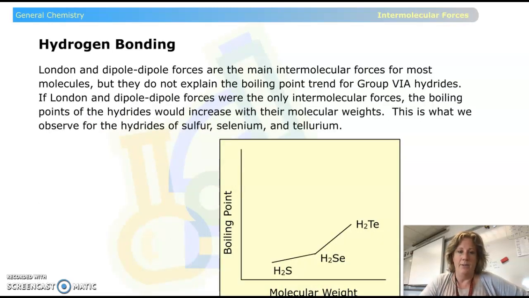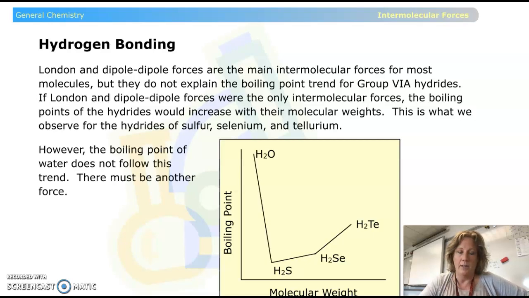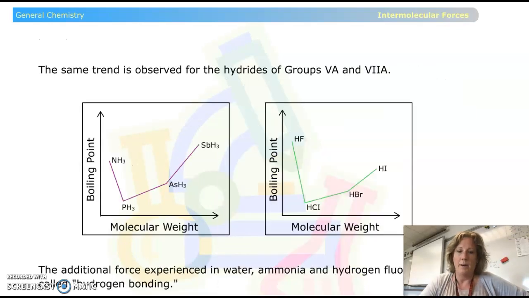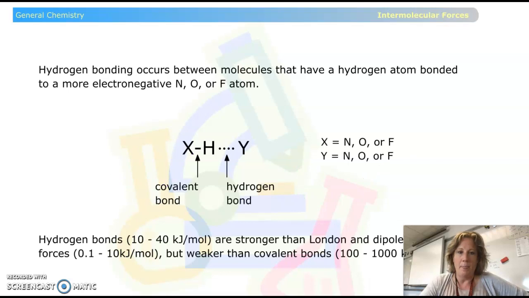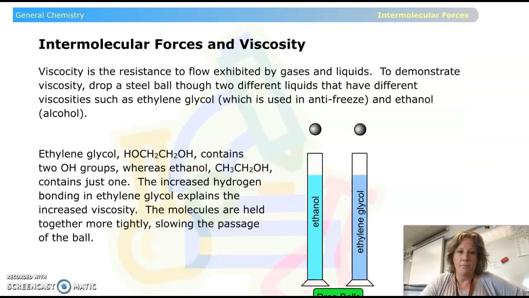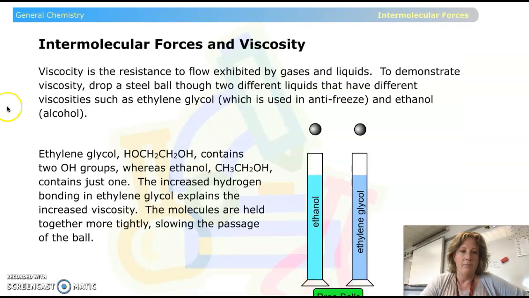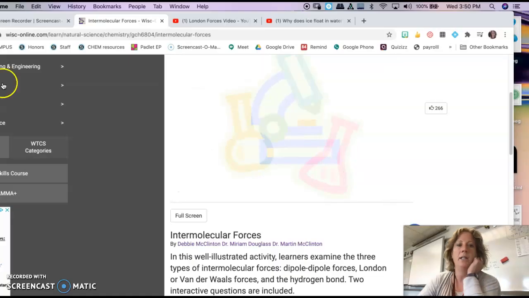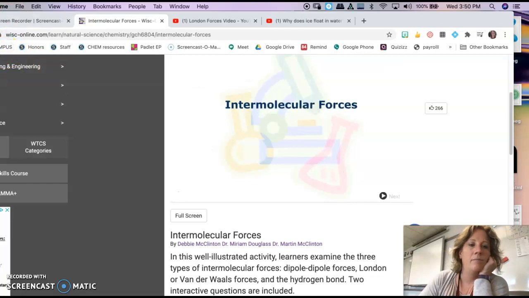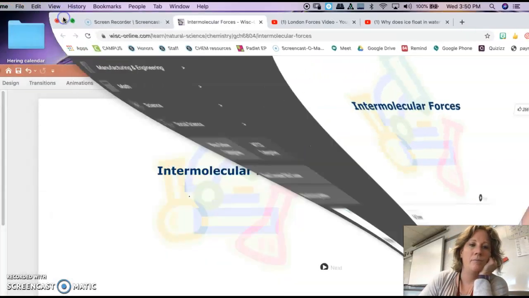Hydrogen bonding is the strongest. It's like a dipole-dipole, but it's an extreme case of this. Water is an example of a substance that has hydrogen bonding. And I'm going to stop there. We'll go into this in much more detail.